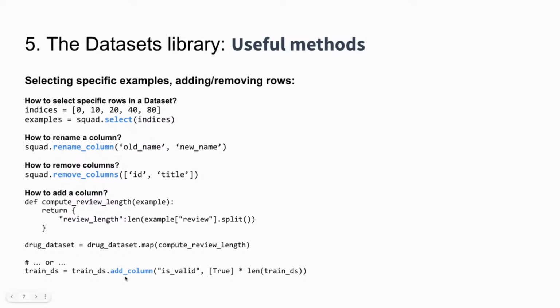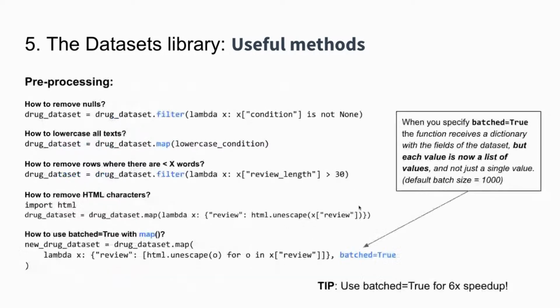You can do that with add_column, specifying a new key. This is just an example, and this should actually be valid or validation DS. I say true times the length of the dataset, and that will create a new attribute in this dataset where is_valid is set to true. So these are really helpful.